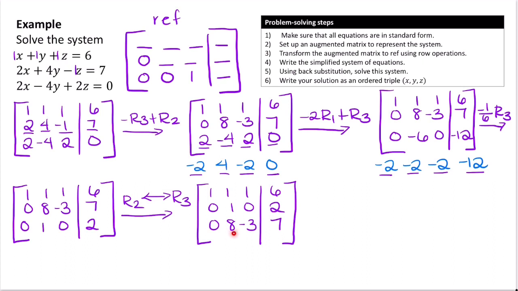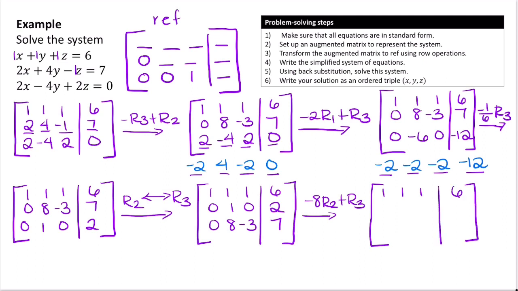So remember, I want this last entry in column 2 to be a 0. So I think the quickest way to do that would be to multiply this row 2 by negative 8. So I'm going to go ahead and do that. I'm going to do negative 8 row 2, and then I'm going to add that to row 3. Okay, so every row is going to stay the same except for row 3. So I'm going to go ahead and copy down those rows.